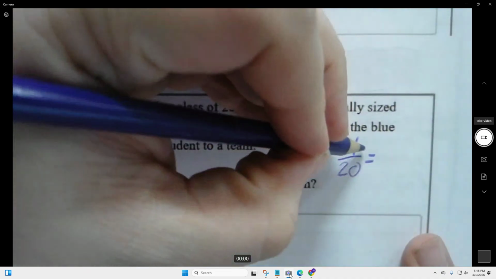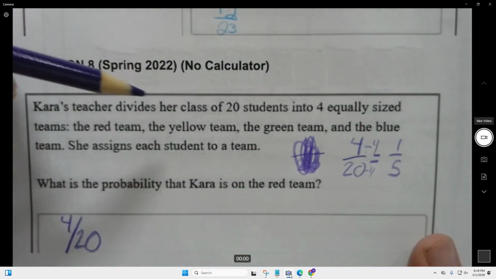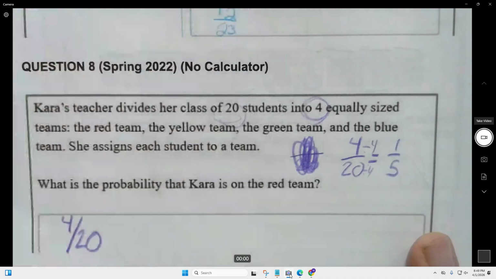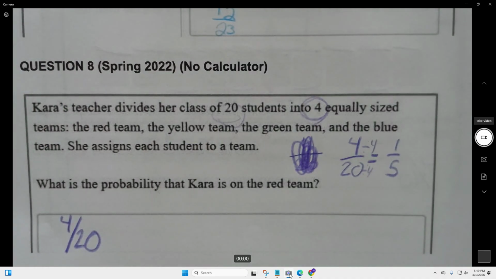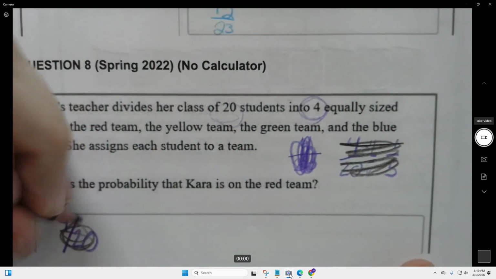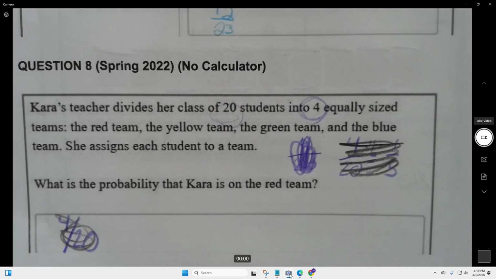Or if you simplify it, if you divide both of these by 4, we get 1 out of 5, which makes sense because 20 divided by 4 is 5. What am I doing? Okay. I'm going to ask for grace here, because it is almost 9 o'clock at night. I've been doing this for a while. And I just went against everything I said in the previous questions.